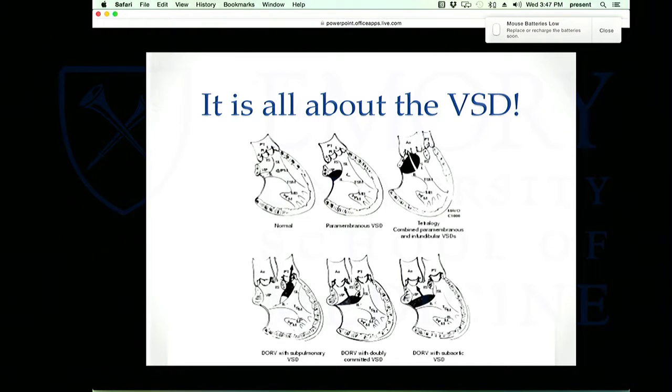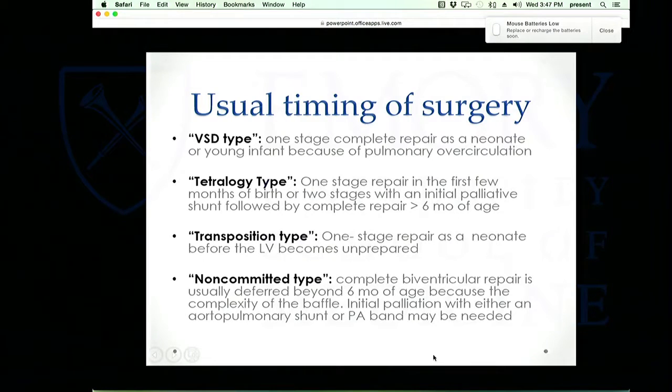And it really depends, we treat these depending on how they act, but usually they'll act more like a large VSD. And then if it's a double outlet right ventricle, but it's just directly below the aortic valve, with no pulmonary stenosis, it acts more like a VSD. So, the usual timing of surgery depends on their type. If they have the VSD type, it would be just a VSD repair in infancy, and if they're starting to have failure, maybe it'll be done a little bit earlier.